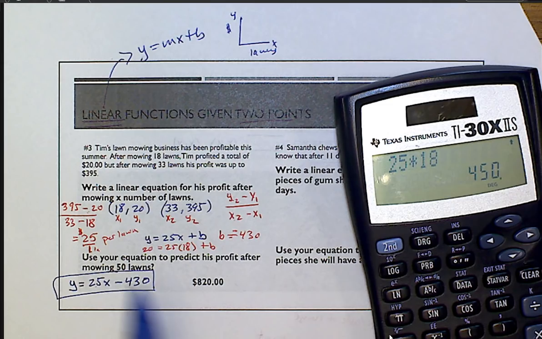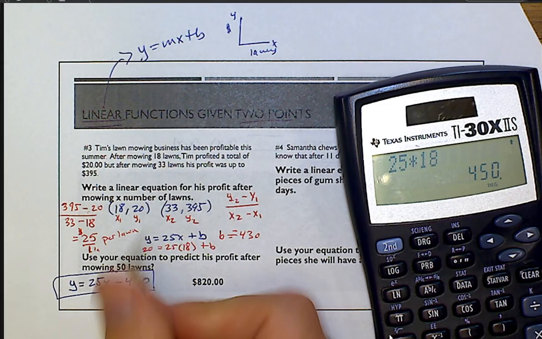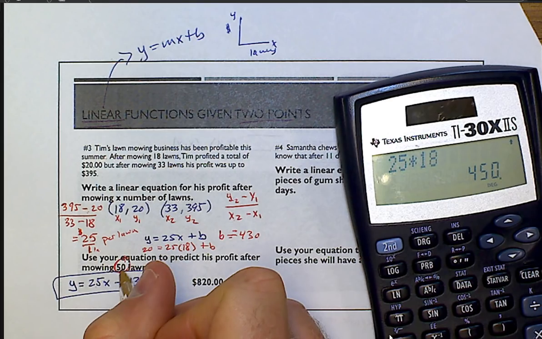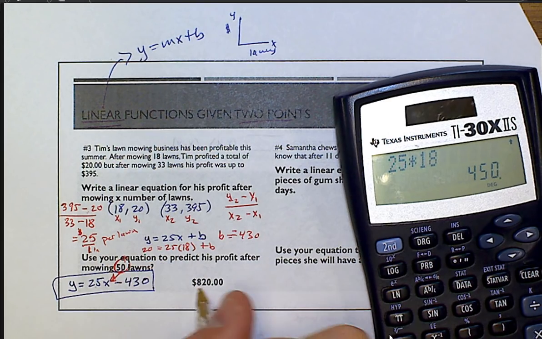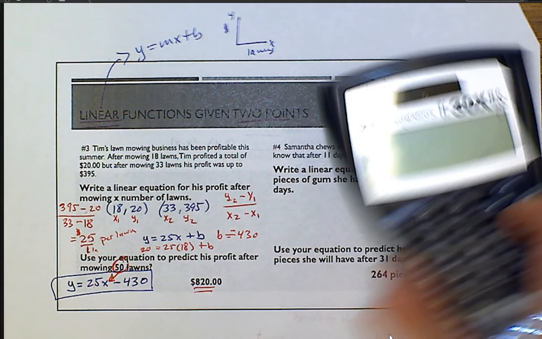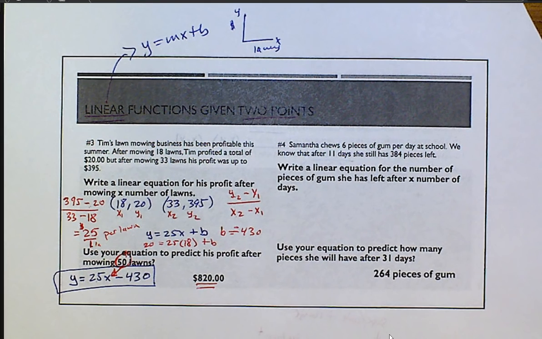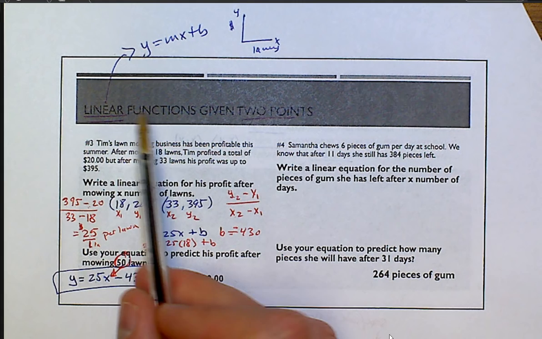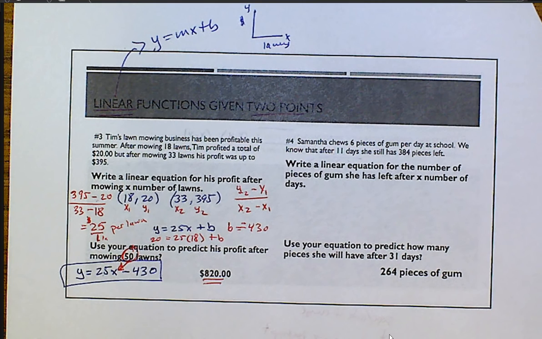Using your equation to predict his profit after mowing 50 lawns, all we would do is take our 50 lawns and plug them right in there for that X, and we should get $820. I would like you to push pause and try number 4. Again, you're creating a linear function, possibly given 2 points. This one's slightly different.